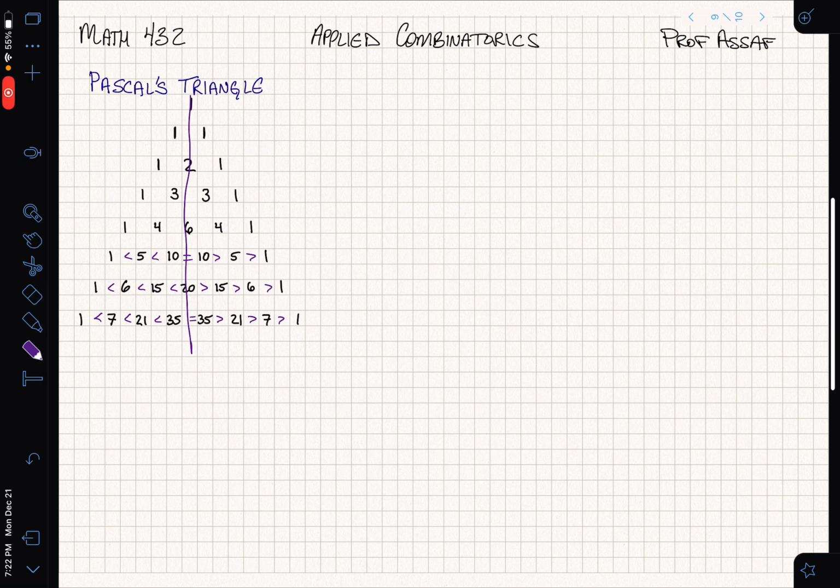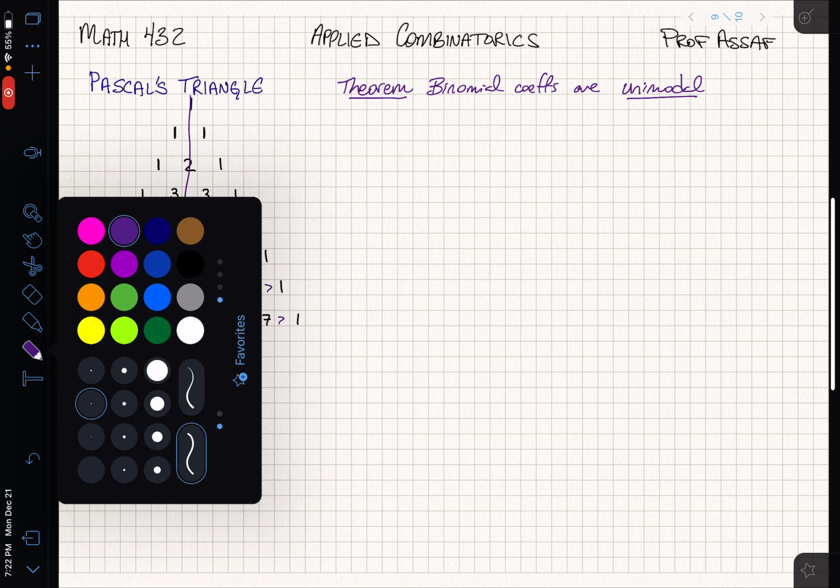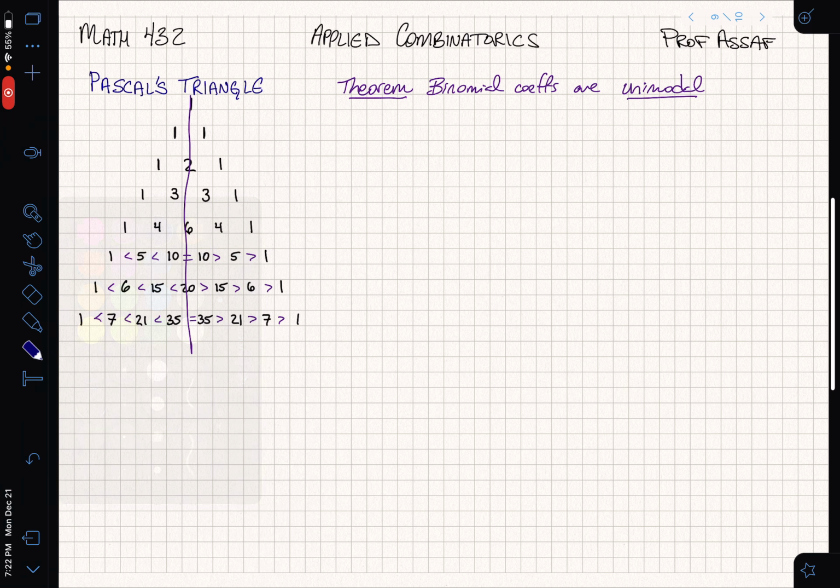So the theorem that we want to prove is that the binomial coefficients have this. Theorem: the binomial coefficients are unimodal. Unimodal, again, means that they go up and then they go down. Let me write down more explicitly what I mean by this.